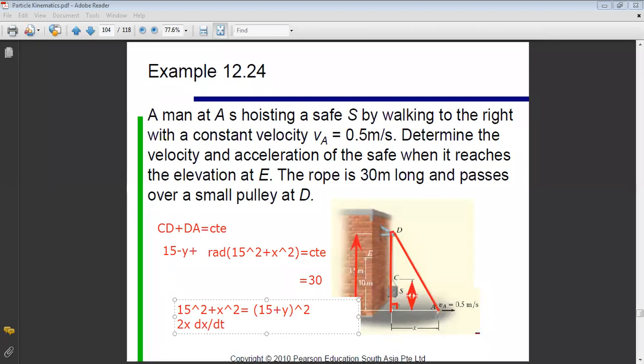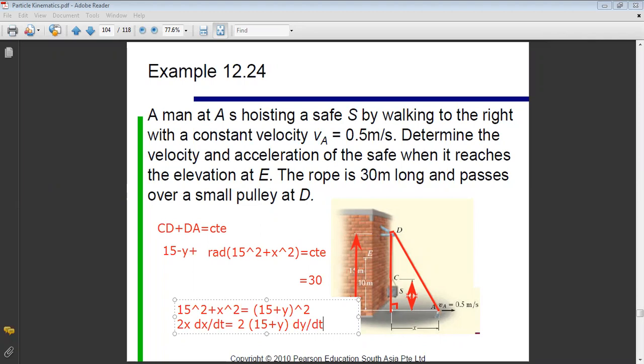This is the chain rule. From the other side, I have a function of y. So to derive with respect to time, I derive first with respect to y, then I multiply by dy by dt. So if I derive this function first with respect to y, I get 2 times (15 plus y), and I multiply by dy over dt to obtain the derivative with respect to time.